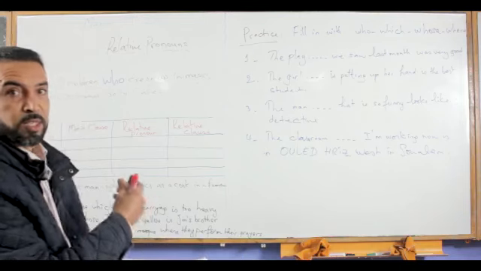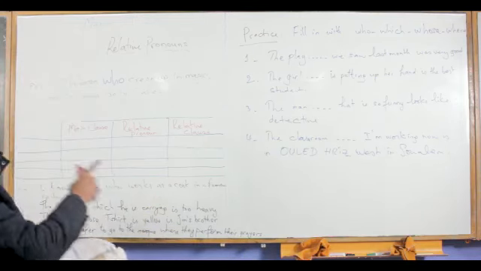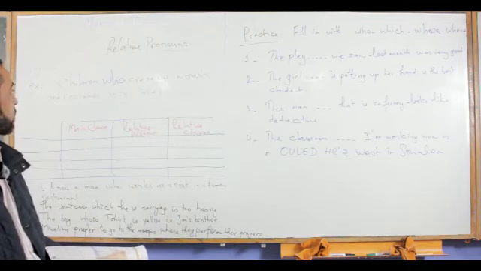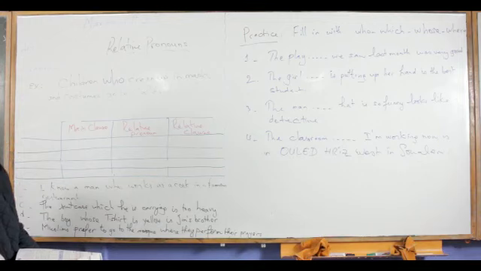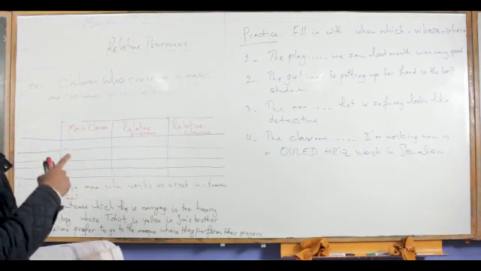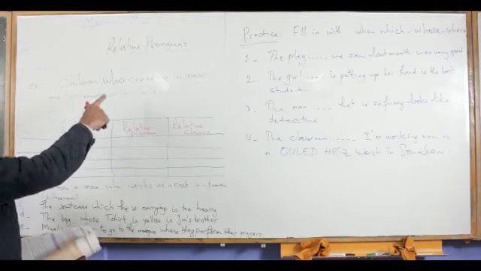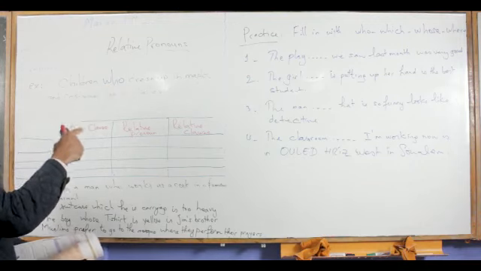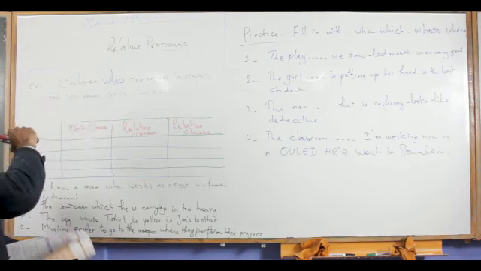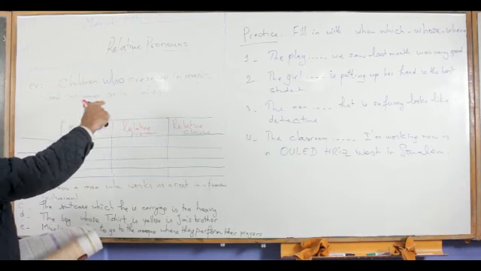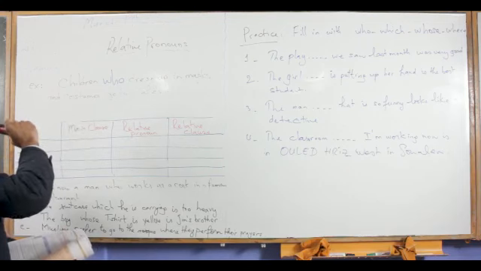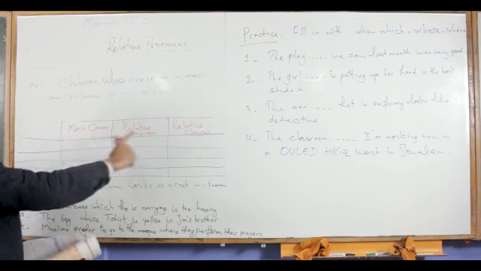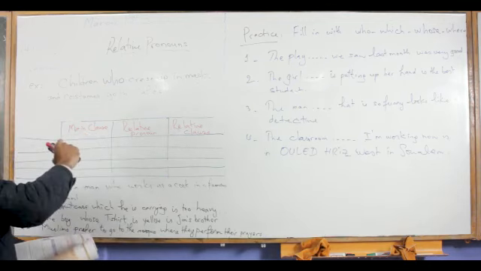So let's start from this example. Children who dress up in masks and costumes go to cafes. In this sentence, as you see, we have a relative pronoun, which is who. Who is used to refer to children. And here, in this sentence, we have two clauses. These two clauses are called main clause and relative clause.